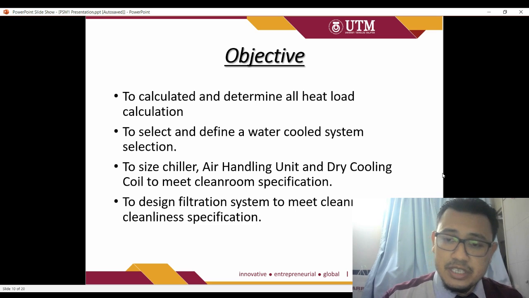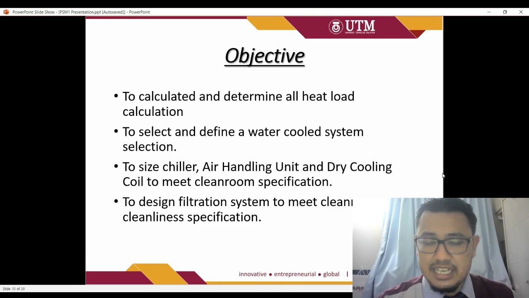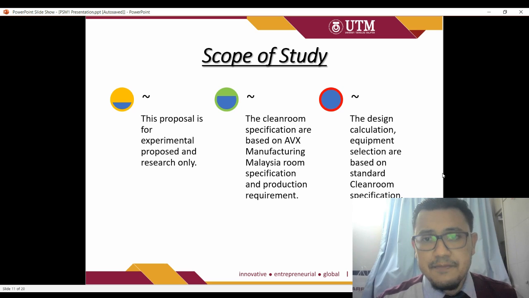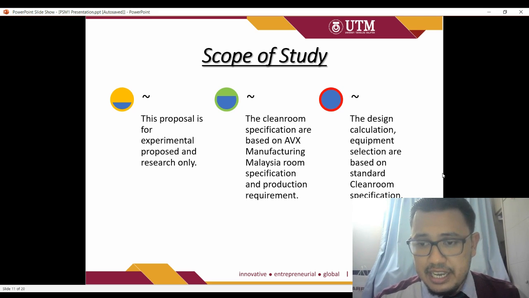For this case, maybe we use a HEPA filter, H class 1, and then the pre-filters G4 or G3, G9, which we will calculate later for further discussion. Then the scope of study for this proposal is for experimental purpose and research only. The clean room specs are based on the AVX manufacturing specification. It means the room spec, the RH, is based on their spec, not following other factories or other production areas. Then the design calculation and equipment selection are based on the standard clean room calculation in the Carrier handbook and the GKR guideline.